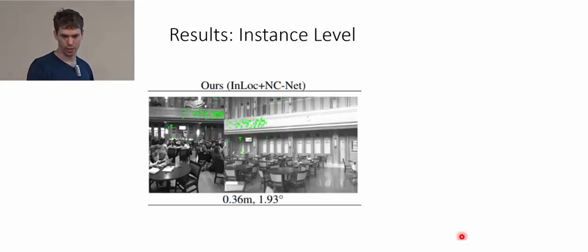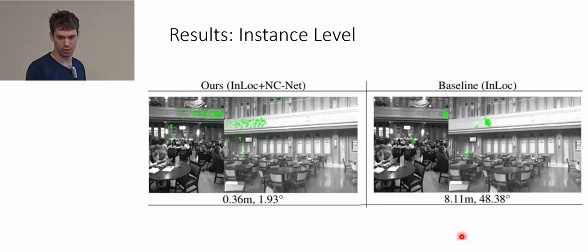Okay, so for the instance level experiments, notice that their method tends to spread out to find strong points, while the baseline tends to bunch up and find unreliable points in comparison. The author's method is also much more accurate, localizing within half a meter in this case, while the baseline was off by over 8 meters, and 45 degrees no less.